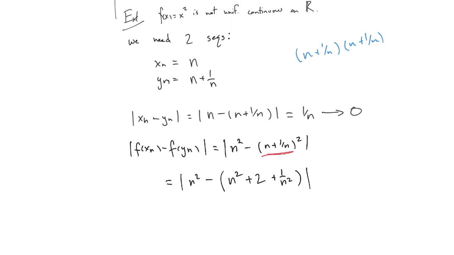My goal is to show this does not go to 0, but I think it's going to work out. The n squareds will cancel when you subtract. What remains is minus 2 minus 1 over n squared.